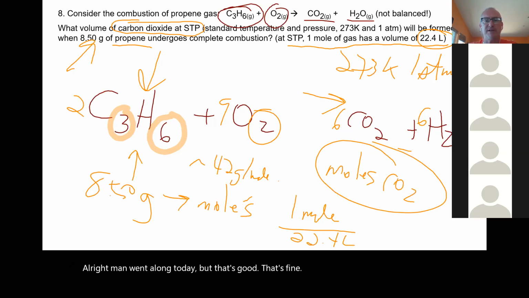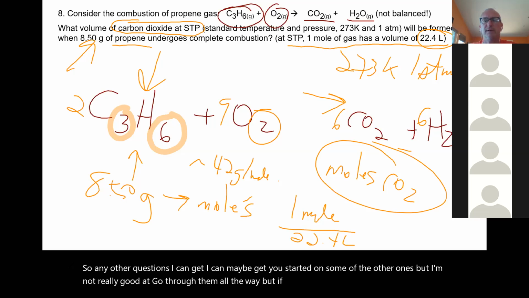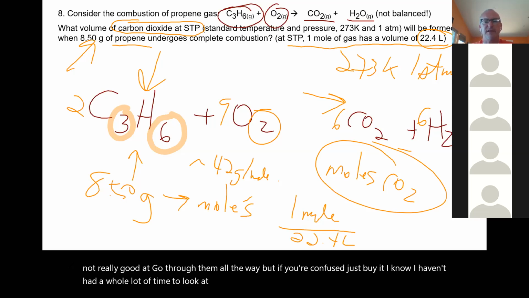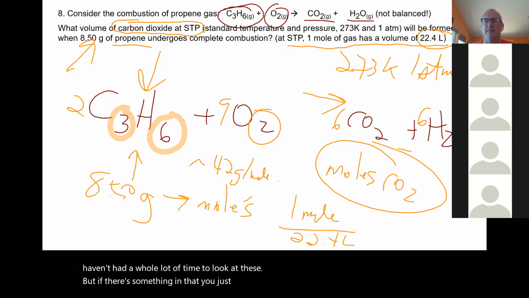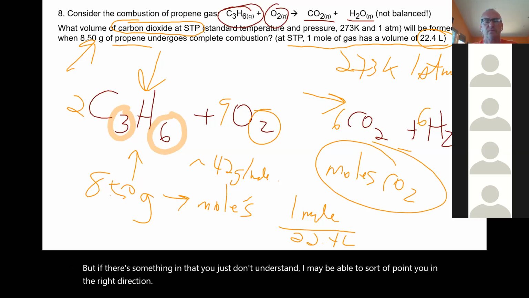So any other questions? I can maybe get you started on some of the other ones, but we're not really going to go through them all the way. I know you haven't had a whole lot of time to look at these, but if there's something in them that you just don't understand, I may be able to point you in the right direction. Can we go ahead with number 3?